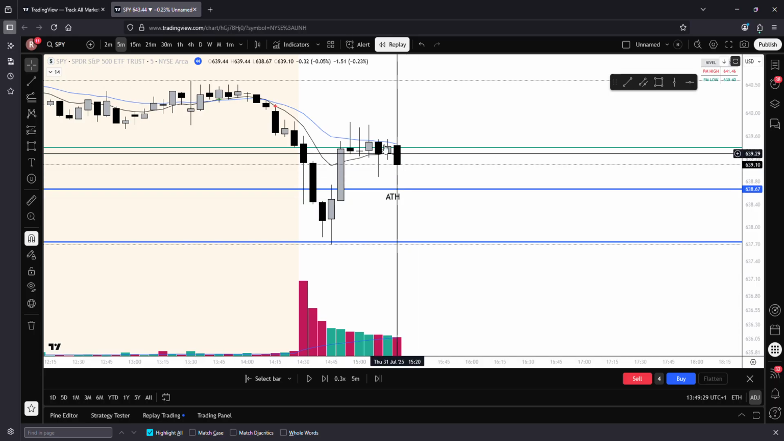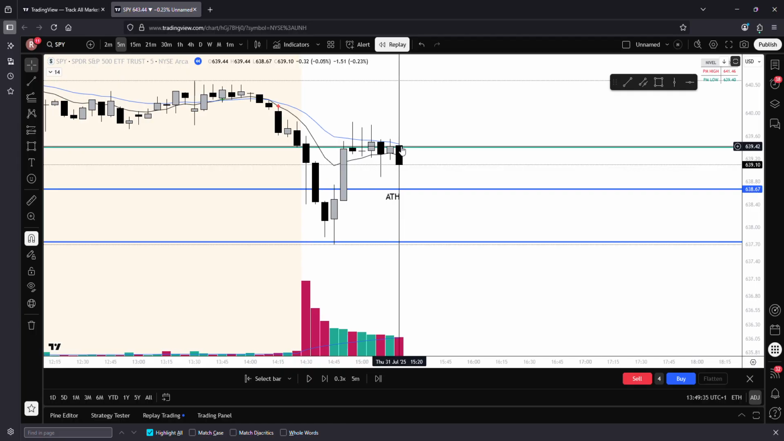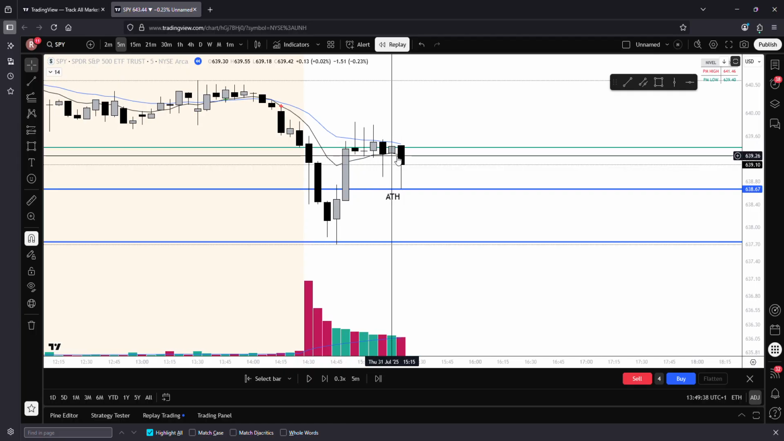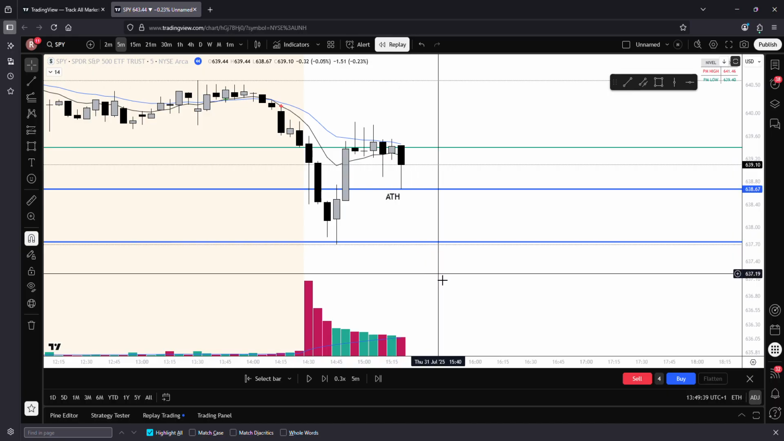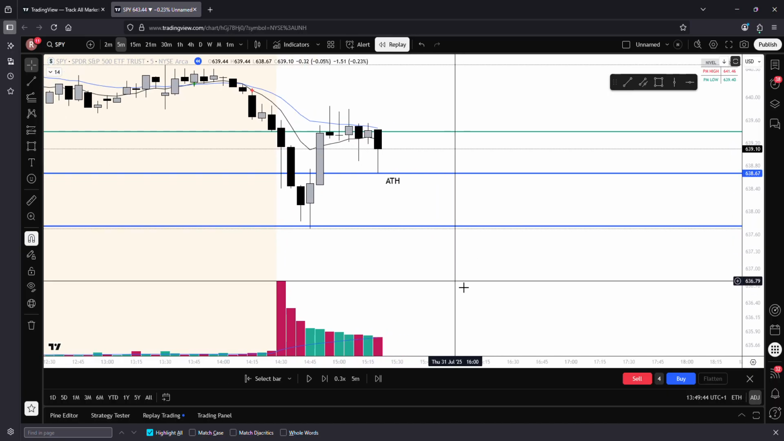So at this moment in time, it's telling me that we are not going to get above this level for now. Chances are we are going to want to come back down and find some liquidity elsewhere further down the range.